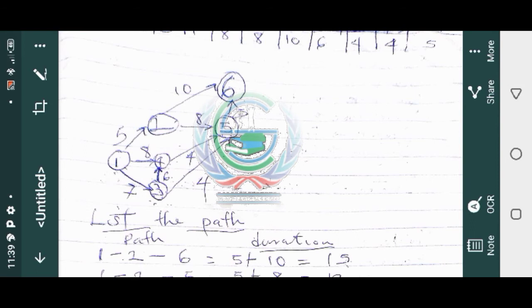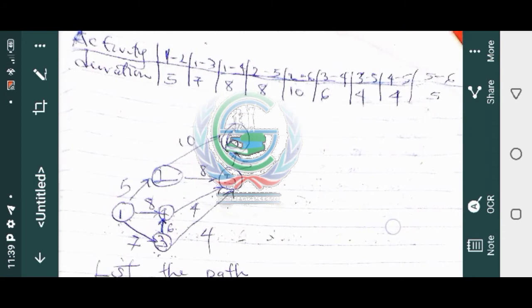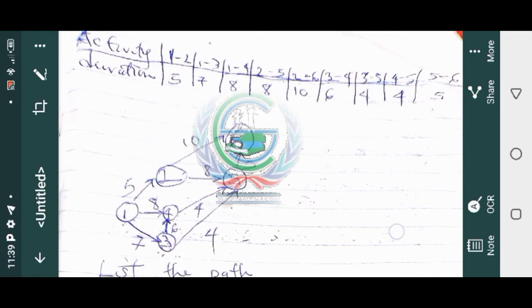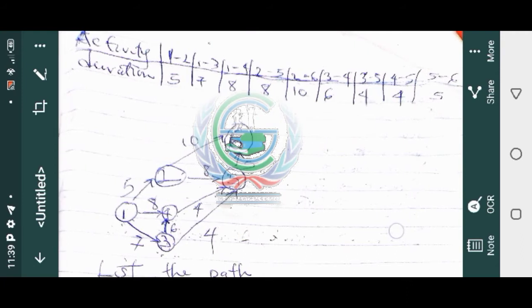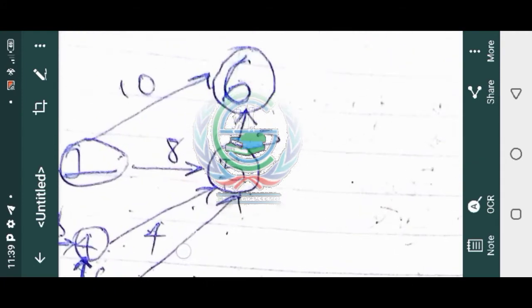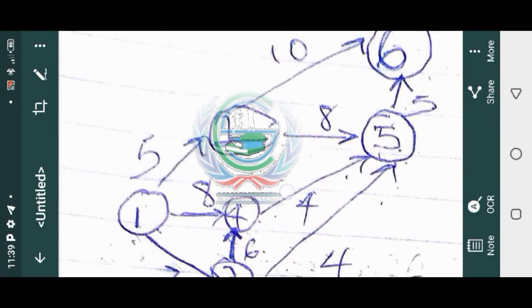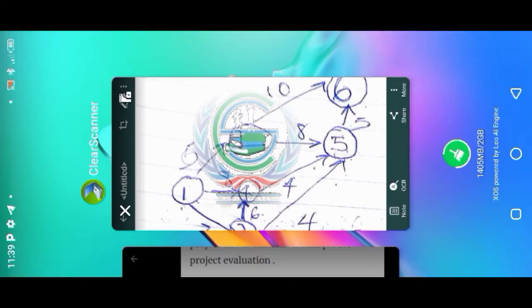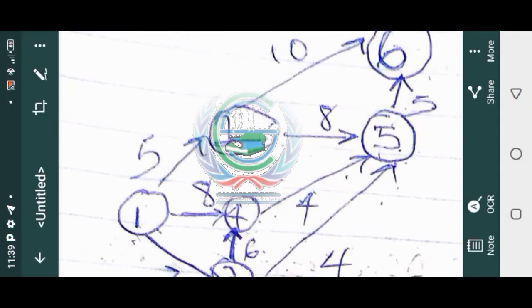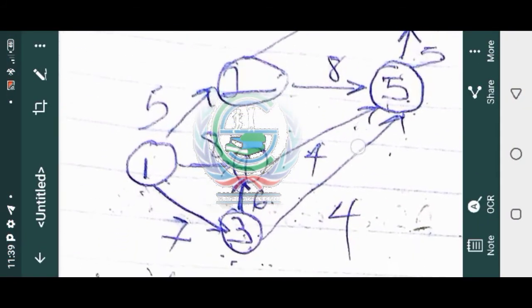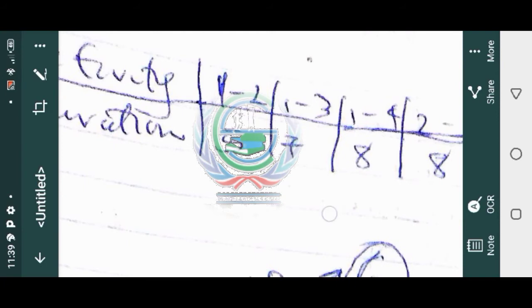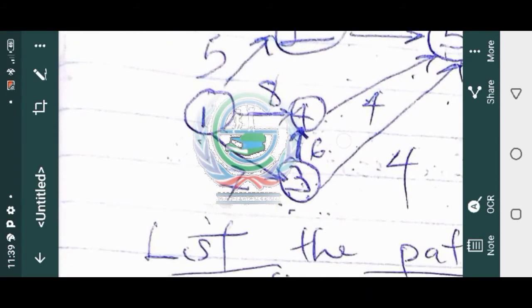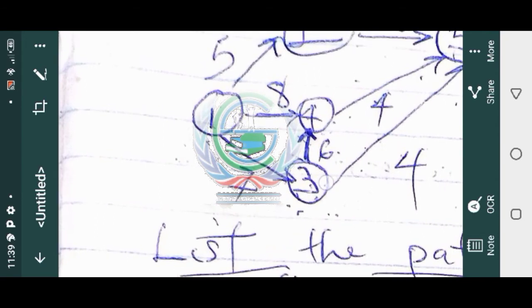Now, this is activity 1 to 2. This is 1, this is 2. So from 1 to 2, the duration is 5. Activity 1 to 2 is 5. We now have another one under here. They say activity 1 to 3. That means, I told you, they are moving at the same time. That means they are running concurrently. Activity 1 to 3. Did you see that now?